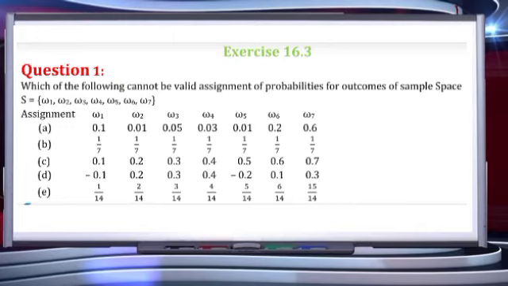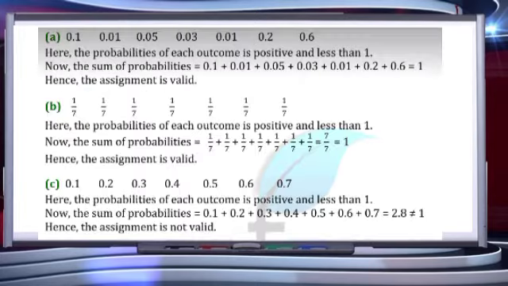For the very first case, when you add all these probabilities, that is W1 plus W2 plus W3 and so on up till W7, you will get the value equal to 1. Hence, the assignment is valid. Next, 1 by 7 plus 1 by 7 and so on up till 1 by 7, that is 7 by 7, which is equal to 1. Again, the assignment is valid. Next, for the C part, the addition of all these outcomes comes out to be 2.8, which is greater than 1. Hence, it is not valid.